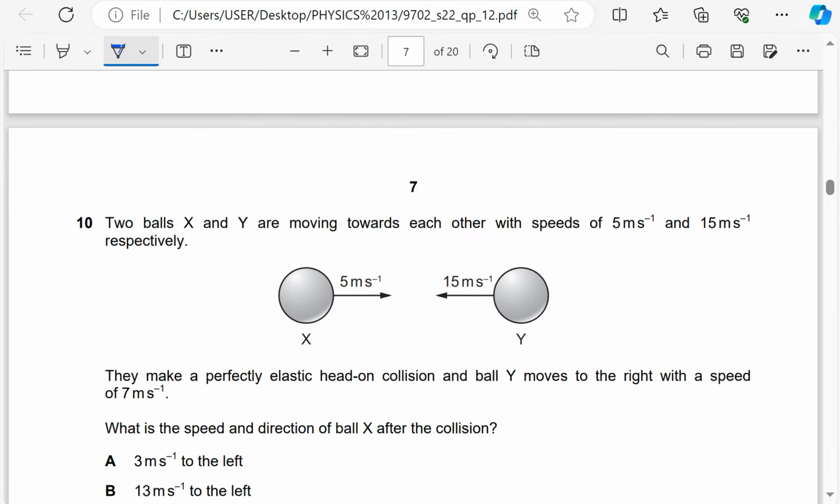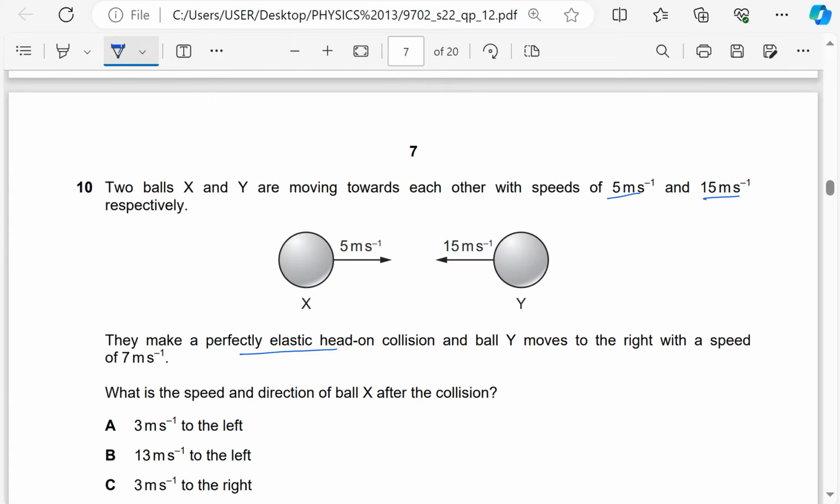Two balls, X and Y, are moving towards each other with speeds 5 meters per second and 15 meters per second respectively. They make a perfectly elastic collision. That means total momentum before collision is the same as total momentum after collision, and the relative speed of approach should be the same as the relative speed of separation. What is the speed and direction of the ball after the collision?